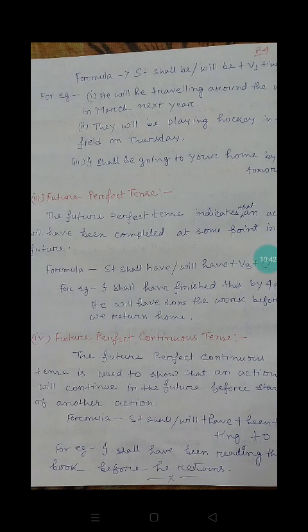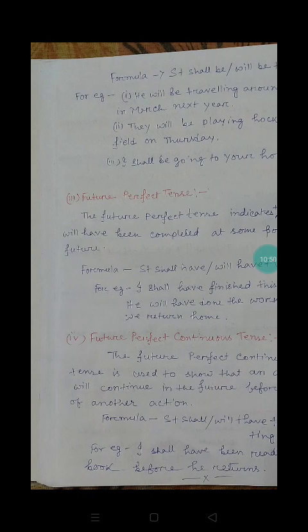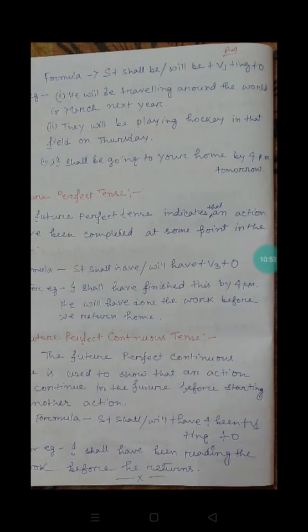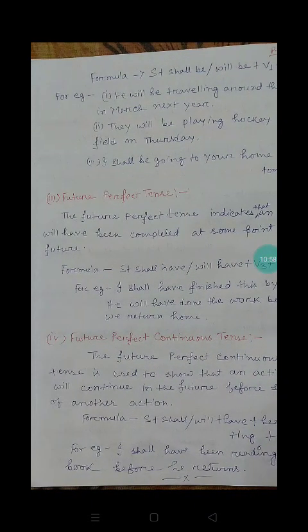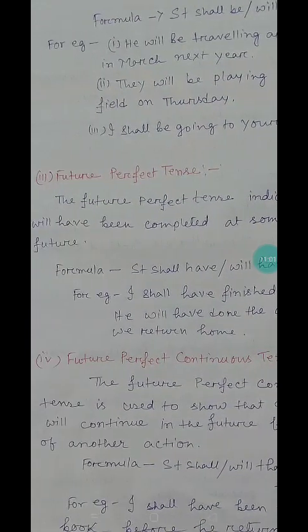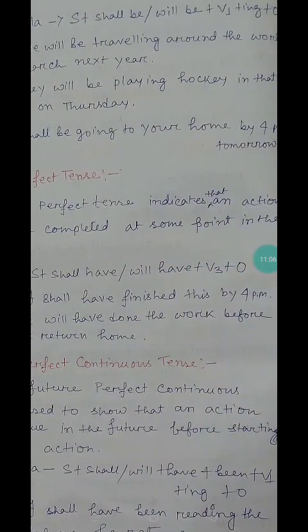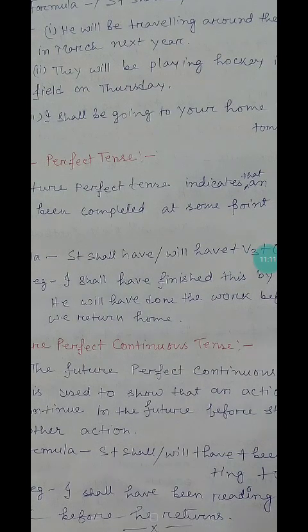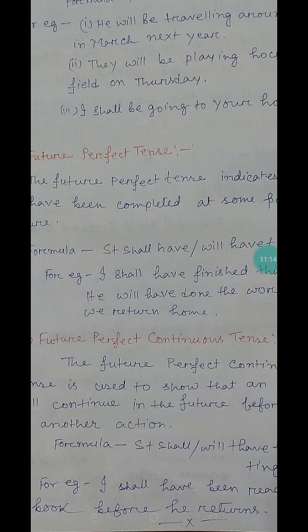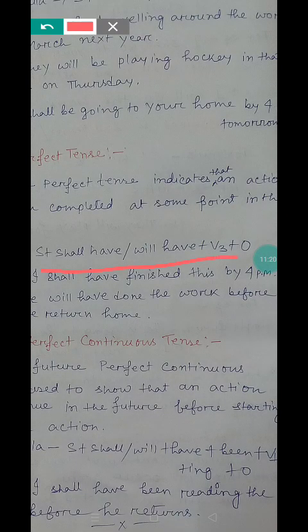So in these three sentences we are seeing that something will occur in the future and it will go on for an expected length of time. Now future perfect tense. The future perfect tense indicates that an action will have been completed at some point in the future. So at some point in the future the work will be completed. Formula: subject plus shall have or will have plus verb 3 plus object.